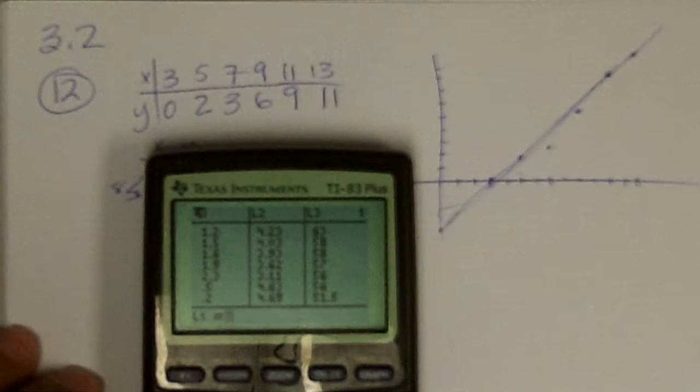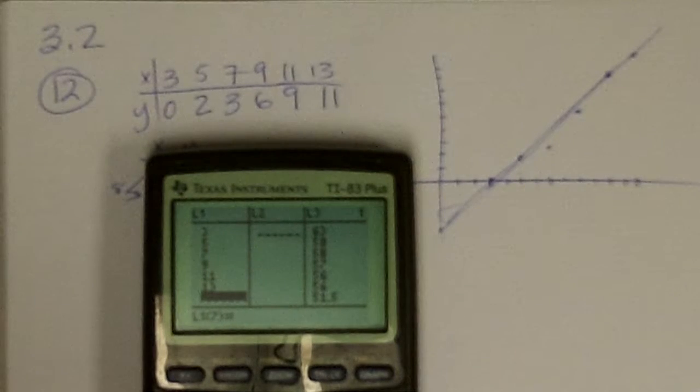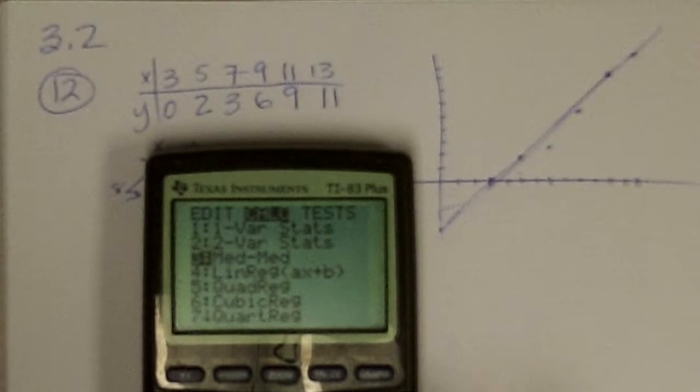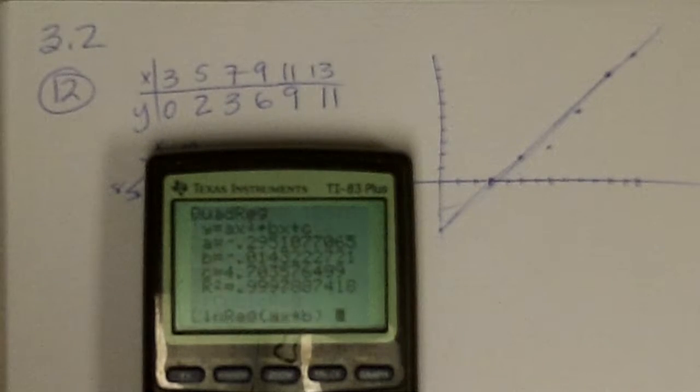So list 1, clear. List 2, clear. And I got 3, 5, 7, 9, 11, 13. And for the Y's, I got 0, 2, 3, 6, 9, and 11. And stat, calculate. I'll do the linear regression. That's what most people will do on list 1.